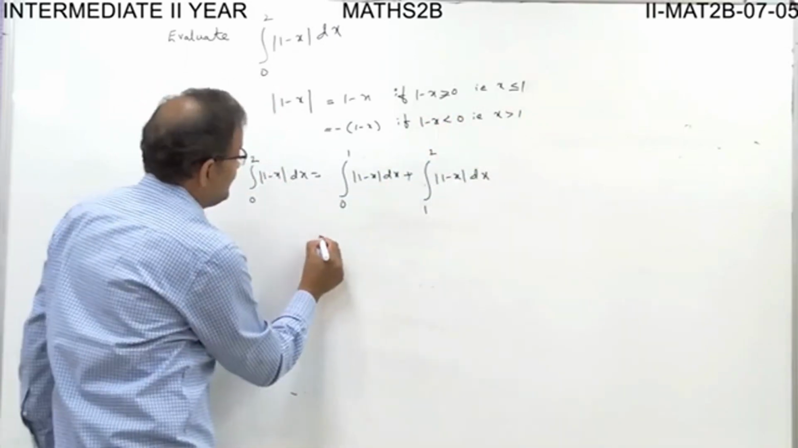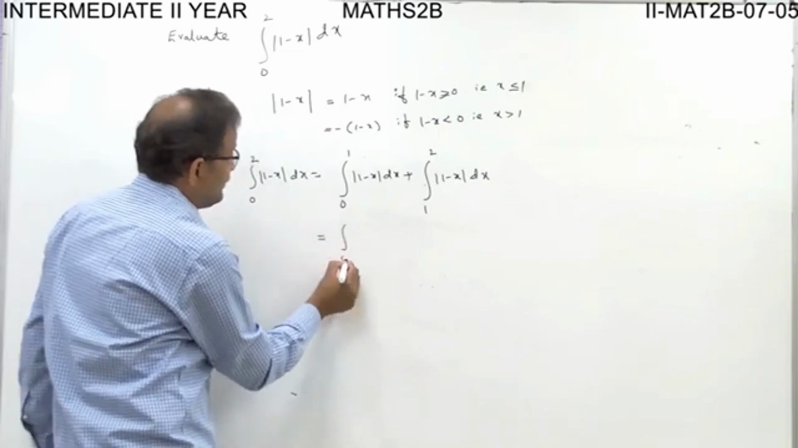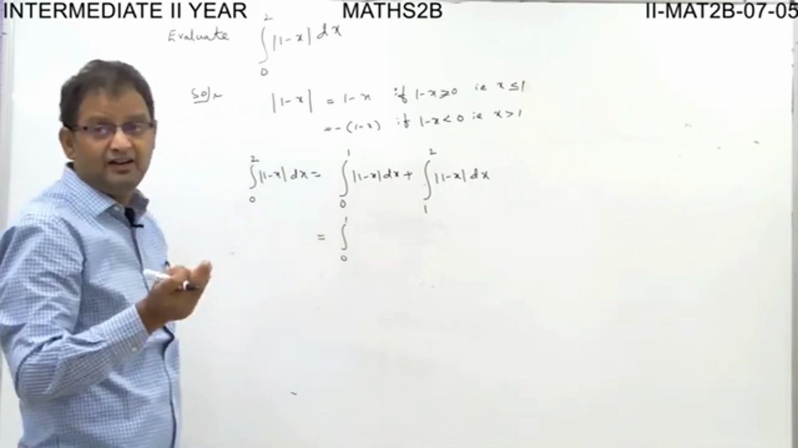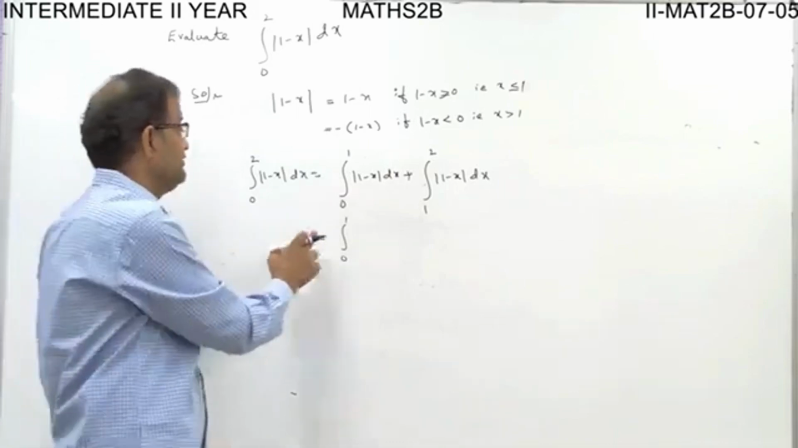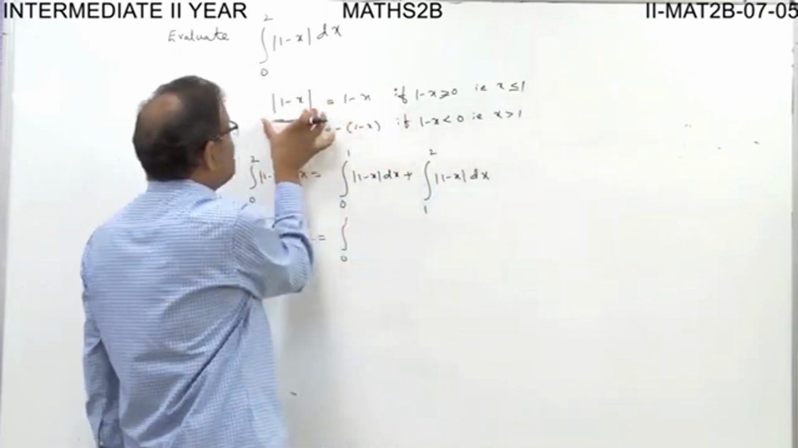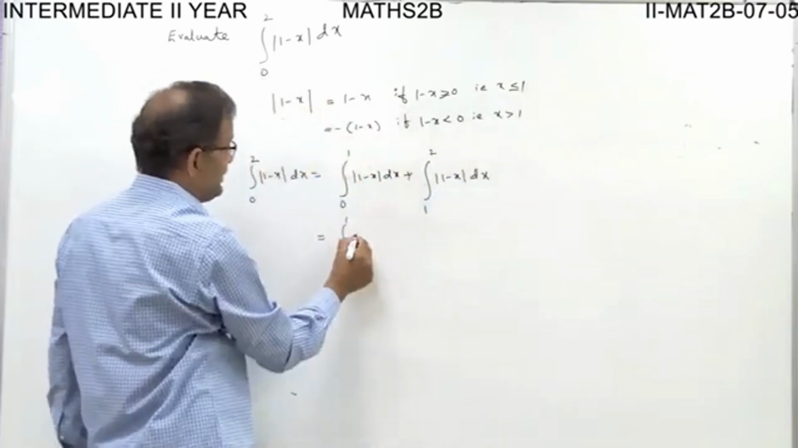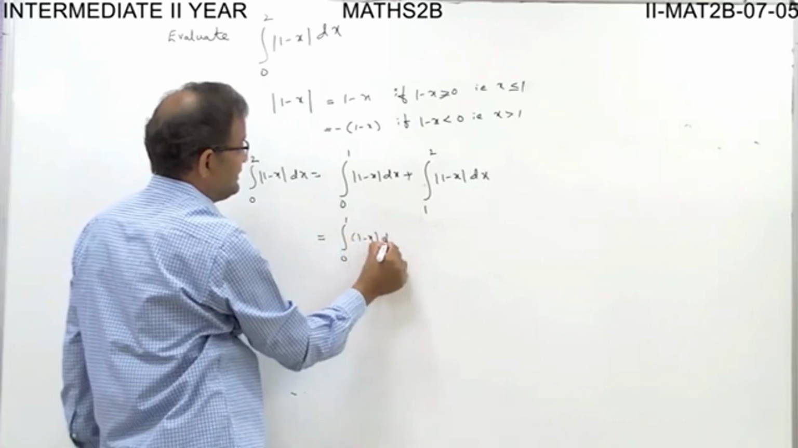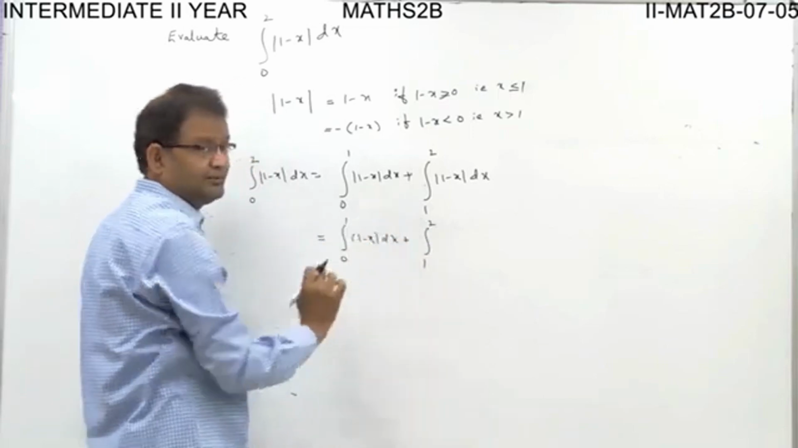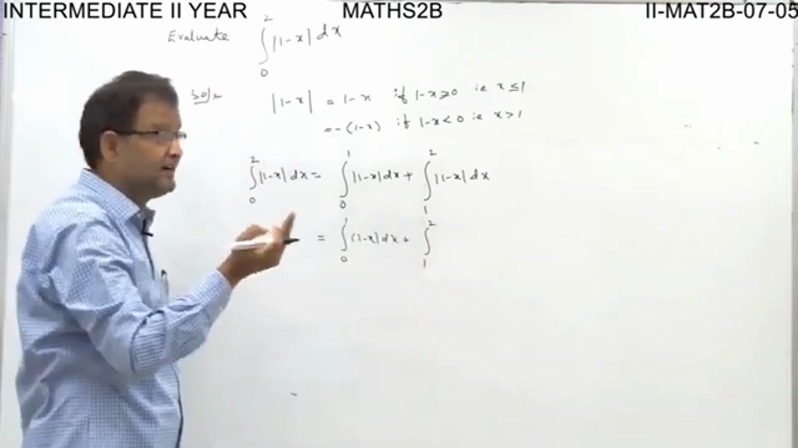Here this is equal to integral 0 to 1. 0 to 1 means x value lies between 0 and 1. In the domain, x value lies between 0 and 1, that means less than 1. When x value is less than 1, we can write modulus of 1 minus x equal to 1 minus x dx, plus integral 1 to 2, that means x value lies between 1 and 2, that means greater than 1.